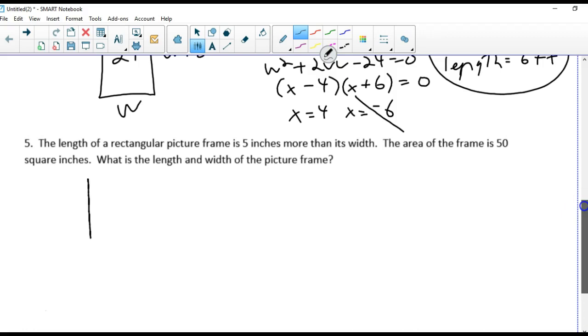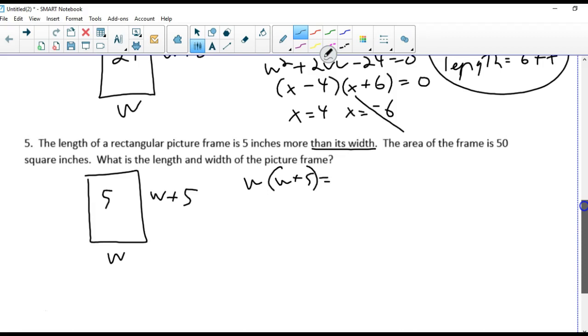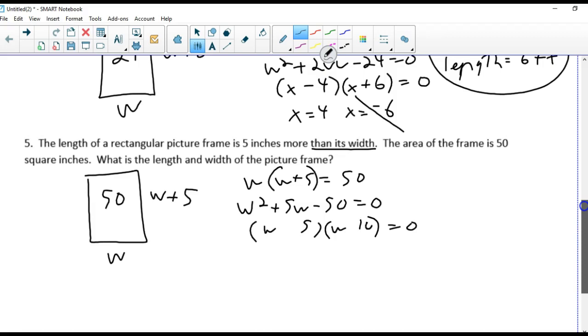Okay, the length of a picture frame is 5 inches more than its width. So that's going to be our starting point. 5 more than the width. Well, same setup. W times W plus 5 equals 50. W squared plus 5W. I'm just moving the 50 over right now. I need 2 numbers that multiply to give me 50 that differ by 5. And that's going to be 5 and 10. 10 times 5 is 50. 10 minus 5 is 5.